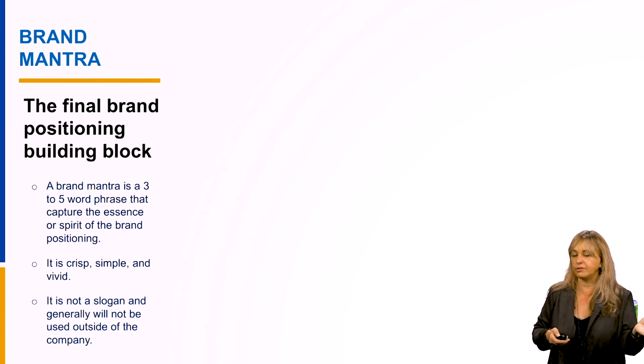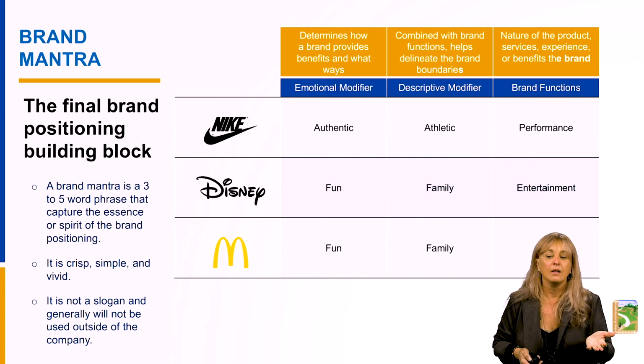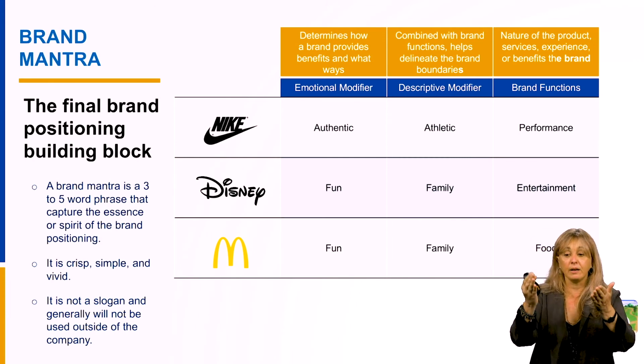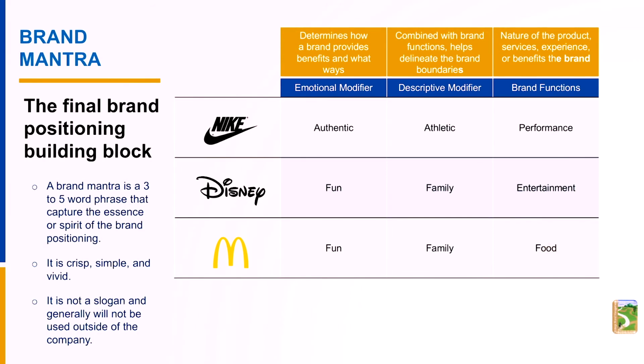Sometimes it's used outside of the company, sometimes not. And here there are some examples. Again, in your template for the brand strategy plan, you will be asked to create that. There are some helpers to create your brand mantra. For example, Nike. What is the emotional modifier? The emotional modifier determines how the brand provides benefit. In what ways? Nike is authentic. Disney is fun. McDonald's is fun.